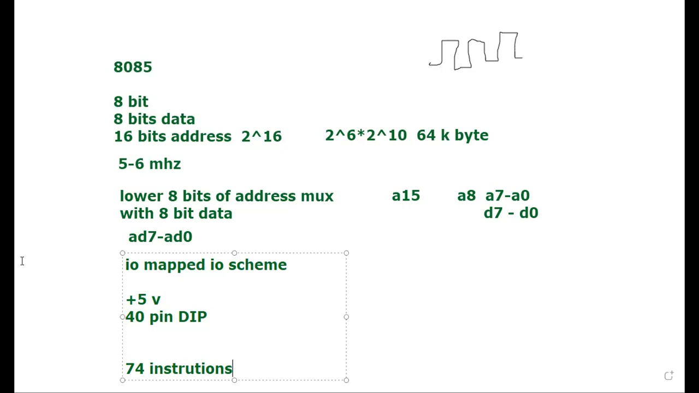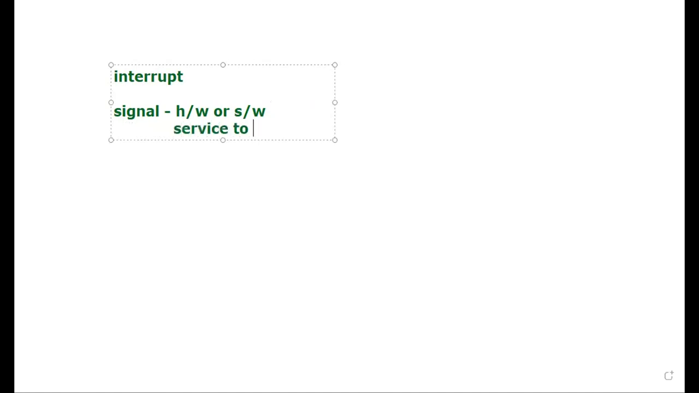Then the third question which they can ask about is nothing but the interrupt. Okay. What is an interrupt? Interrupt is a signal which is given by either hardware or software to the microprocessor so that the microprocessor suspends its normal operation and gives service to the signal.